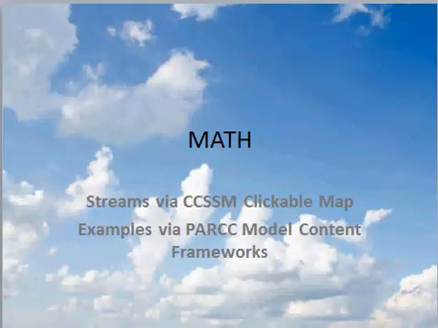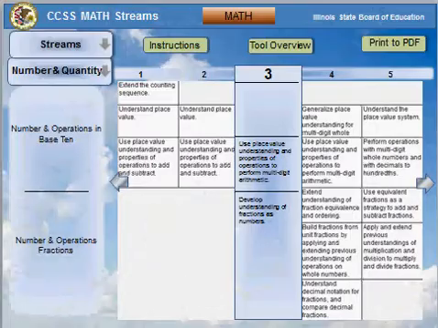The math portion of this tool will be separated by streams and by examples. The streams come from the Common Core clickable map, examples, and opportunities straight from the PARCC Model Content Frameworks. Here's an example of how a math page would look. The user would select either streams or opportunities and examples from the top drop-down menu, which would then narrow down their options for the lower menu, and that would determine what text populates the rest of the page.